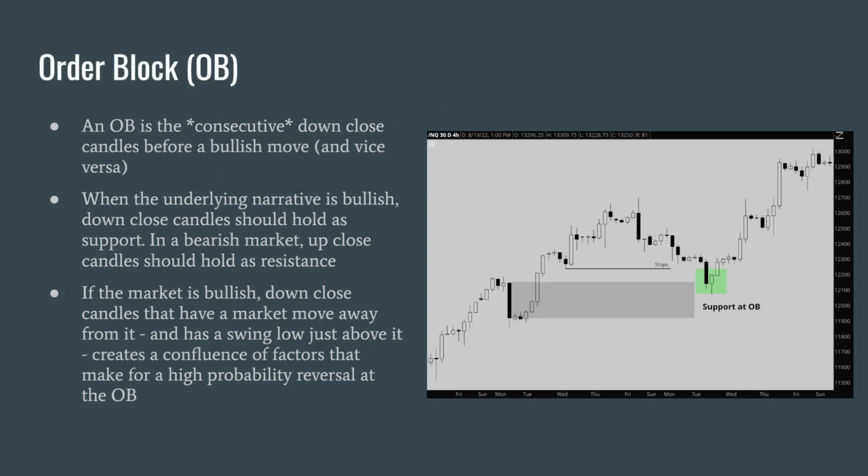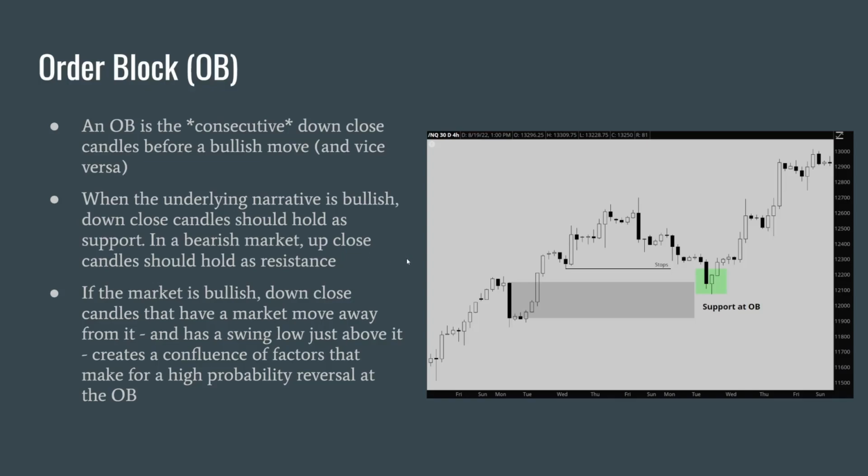So to give some more context on what would be a high probability move in some of these accumulations, we can look to order blocks. So an order block is the consecutive down close candles before a bullish move and vice versa. When the underlying narrative is bullish, down close candles should hold as support, and therefore in a bearish market, up close candles should hold as resistance.